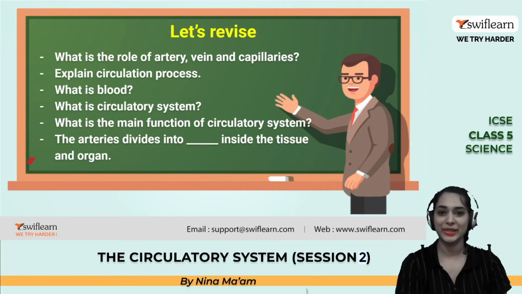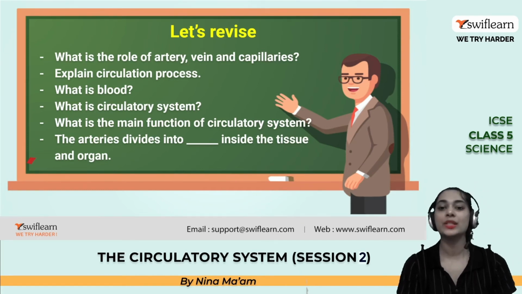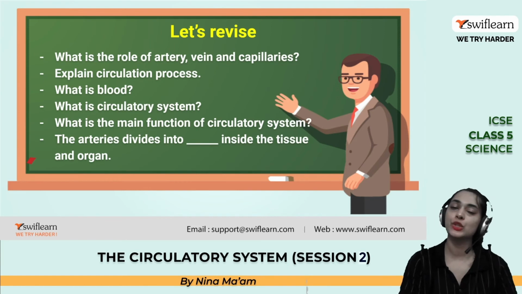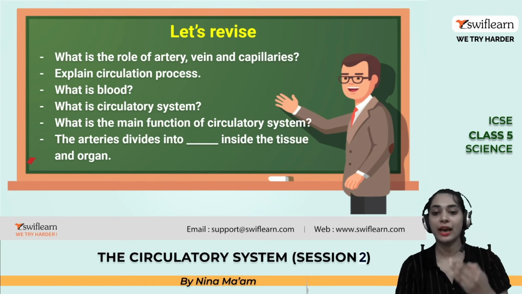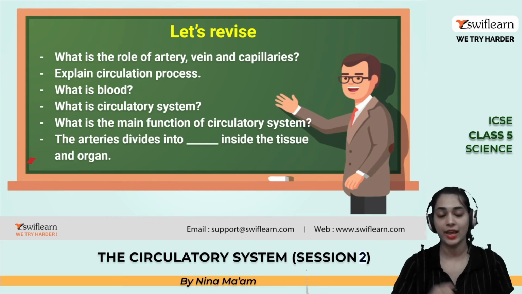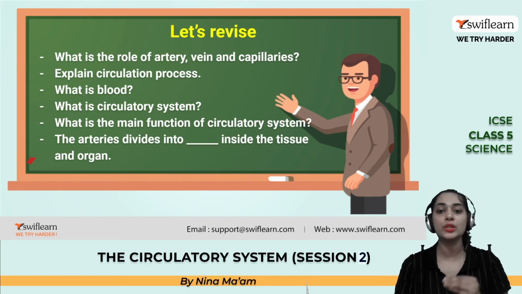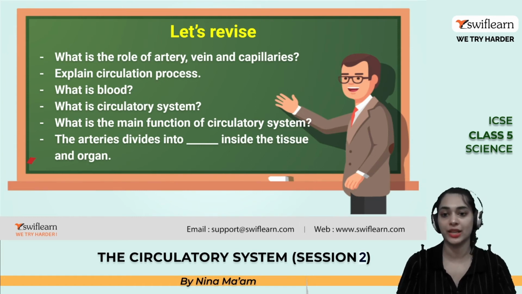So what is the circulatory system? The circulatory system is made up of blood vessels that carry blood away from and towards the heart. We have the arteries, which carry blood away from the heart, and we have the veins, which carry blood back to the heart. The circulatory system carries oxygen, nutrients and hormones to the cells and removes waste materials like carbon dioxide.